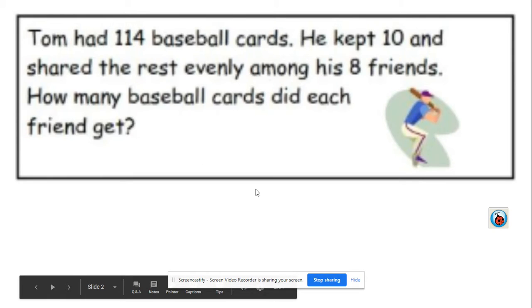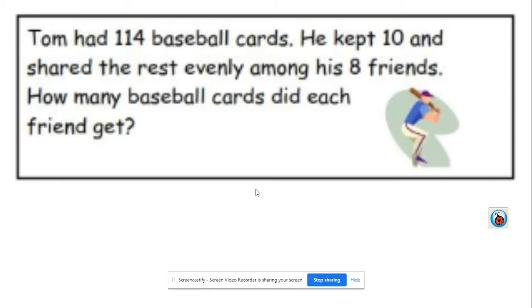Tom had 114 baseball cards. He kept 10 and shared the rest evenly among his 8 friends. How many baseball cards did each friend get?